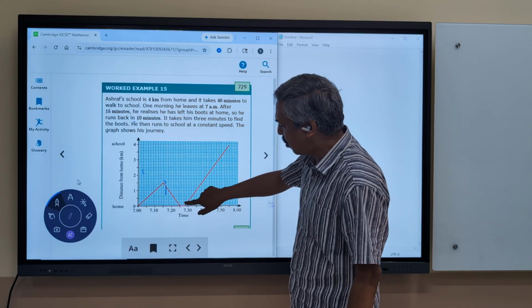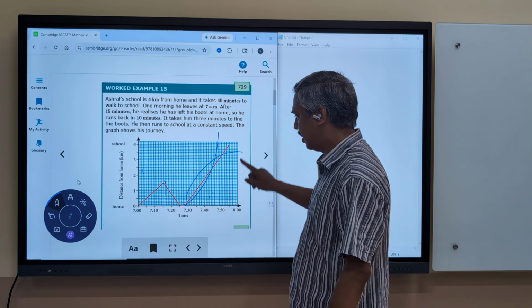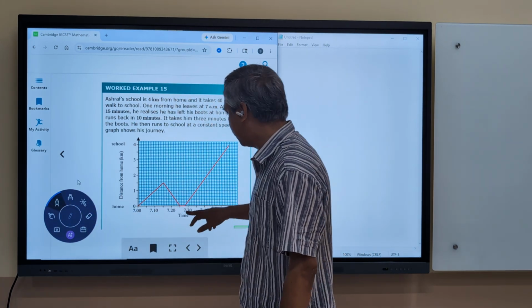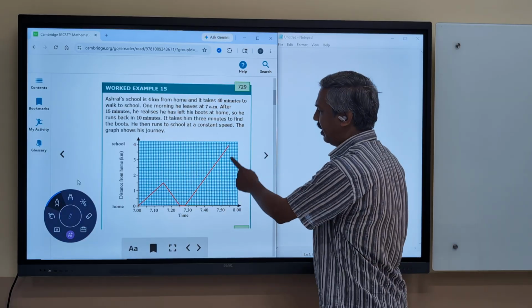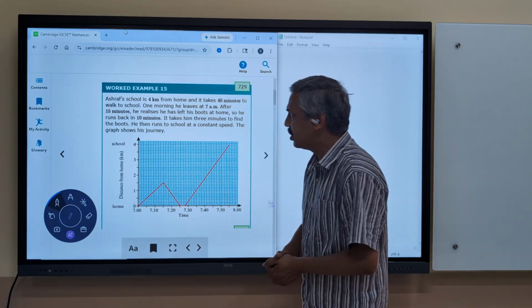If the speed was not constant, this curve would have been something like this, or something like this. But because this speed is constant, the graph is showing a straight line here. And the boy has reached the school here. Now we'll answer these questions based on this.